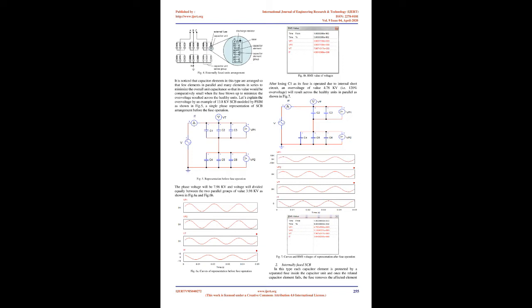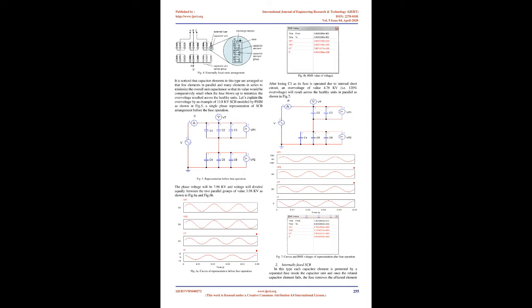It is noticed that capacitor elements in this type are arranged so that many elements are in parallel and few elements in series to maximize the overall unit capacitance, as the entire unit will still be in service in case of capacitor element failures and fuse operation. Unfused SCB. This type is similar to the externally fused SCB but without any fuses as shown in Fig.10. The main drawback is that once a capacitor unit is short-circuited due to failure, the healthy capacitor units in parallel will be useless as soon as shorted.